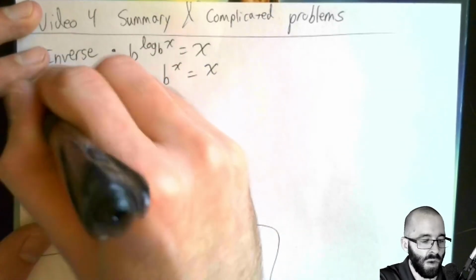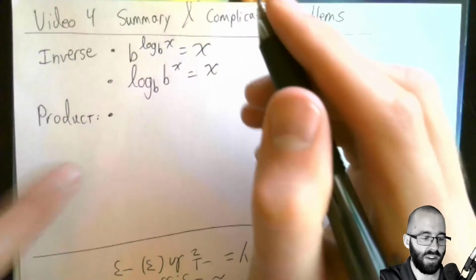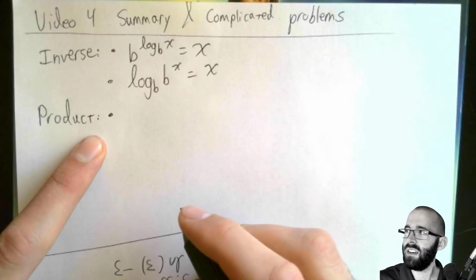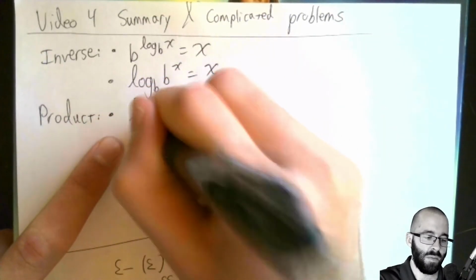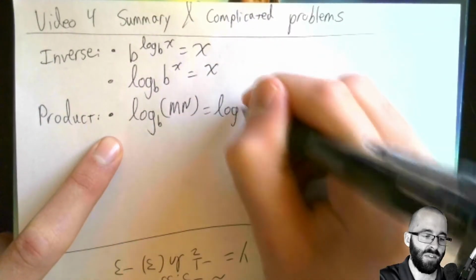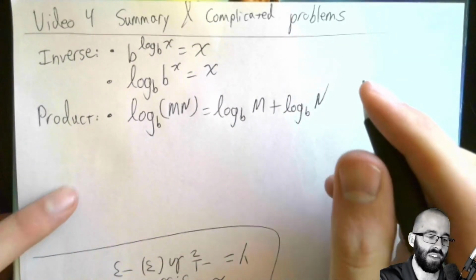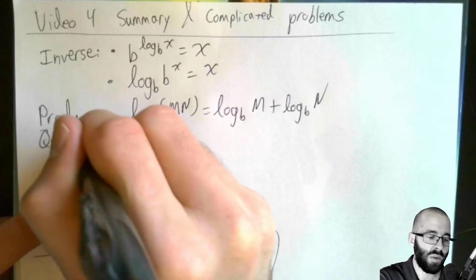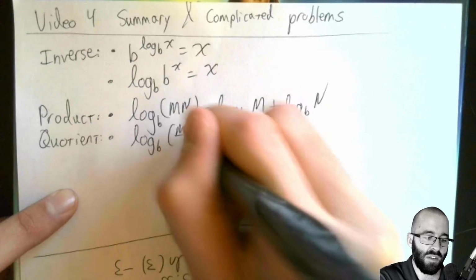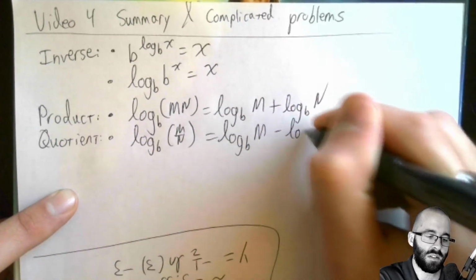Okay. We also talked about the product rule. The product rule said, if we have the logarithm of two things multiplied by each other, that's going to be the sum of their individual logarithms. And we even showed why. It's from properties of exponents. Similarly, we had the quotient rule, which is very similar. If we have the logarithm of some division, that's going to be the subtraction of their individual logs.